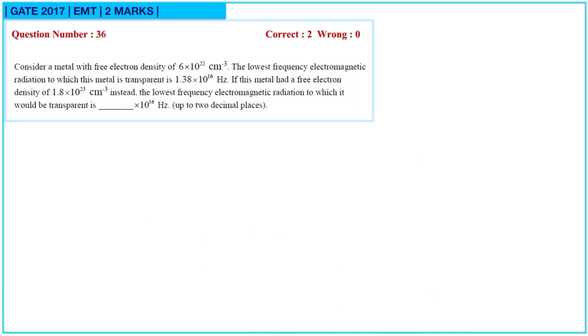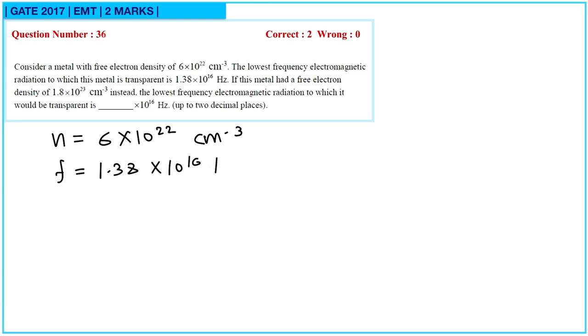Next, consider a metal with free electron density given as 6 into 10 to the power 22 per centimeter cube. The lowest frequency electromagnetic radiation to which this metal is transparent is 1.38 into 10 to the power 16 Hertz. If this metal had a free electron density of, so this is N1, this will be N2, 1.8 into 10 to the power 23 per centimeter cube, then the lowest frequency electromagnetic radiation to which it would be transparent is.